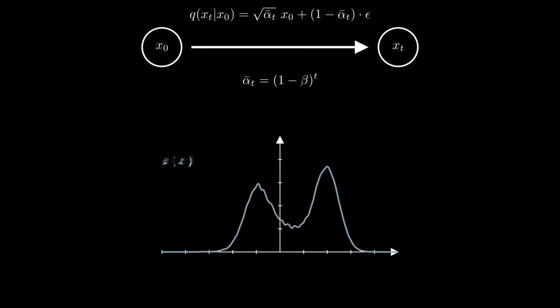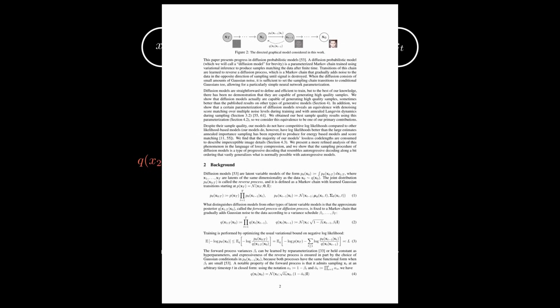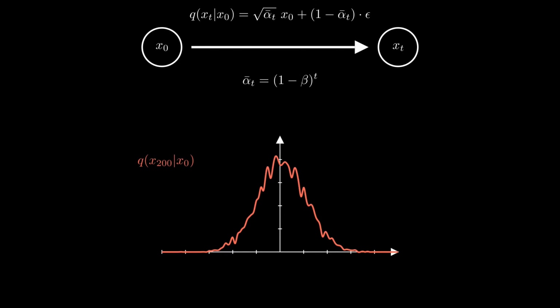And the nice thing is that we can go directly from the input distribution to any time step without iterating through all the previous steps. Now, if you've explored the DDPM paper yourself, you might have noticed they use a slightly different definition for alpha bar. In practice, diffusion models commonly apply varying amounts of noise at each step rather than a fixed beta.